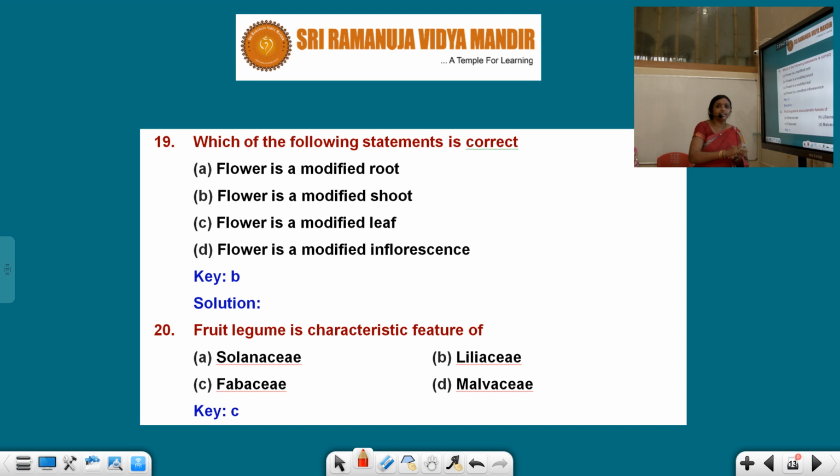Fruit legume is a characteristic feature of which family? In which family can we observe legumes? In Fabaceae. So this is the characteristic, simply remember. Something you have to remember. And in some question patterns, you have seen that you have to remember the concept as well as understand. Some technical questions are there, so when you solve many questions, only then will you be able to know which type of question it is and how to solve it.